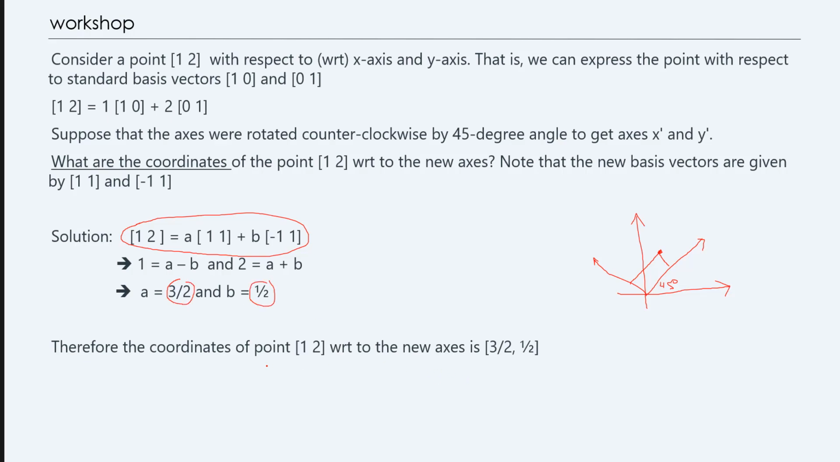And then we say that the original point (1, 2) with respect to the standard basis has, for the new axes, the coordinates 3 halves and 1 half. So essentially, now we can use a new set of axes with different coordinates for the points. All right, so let's.